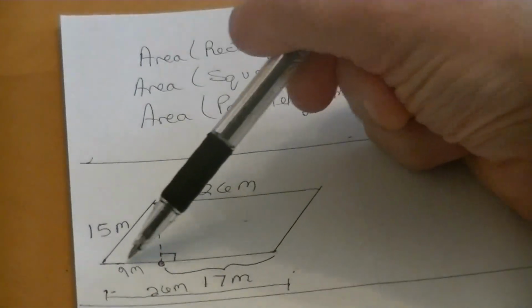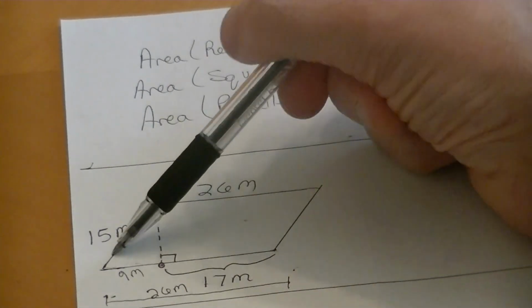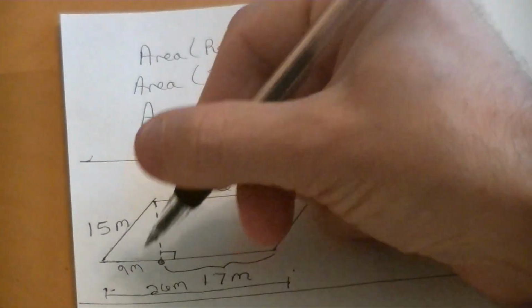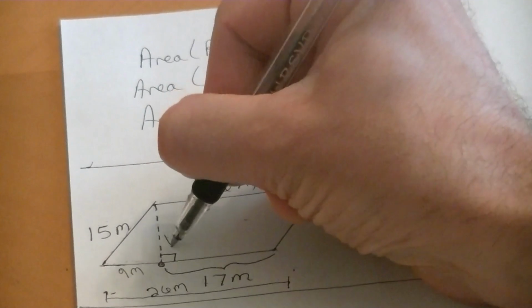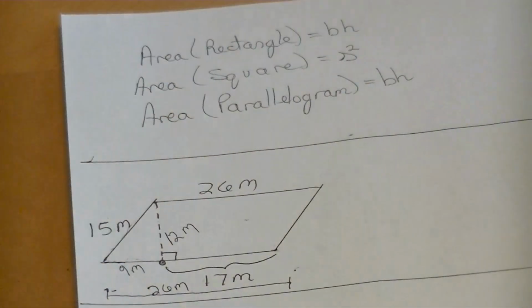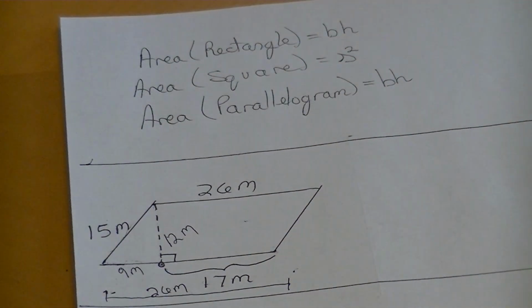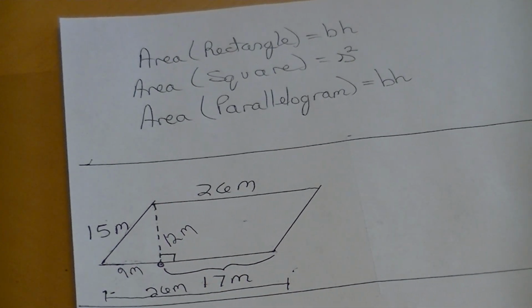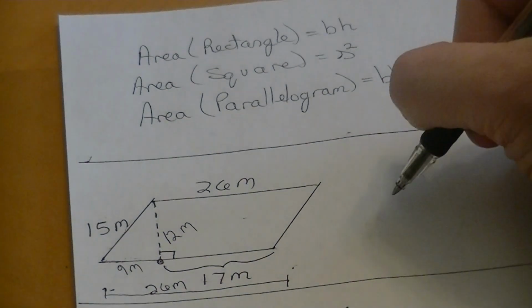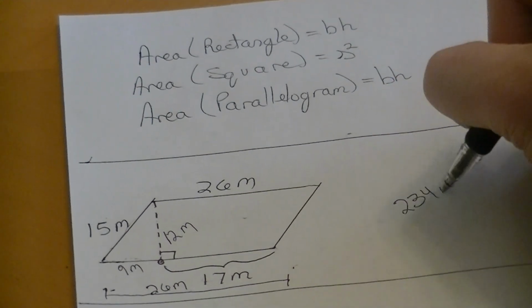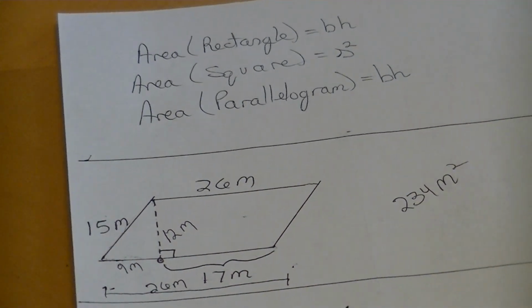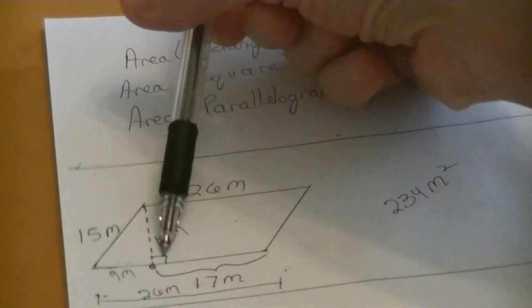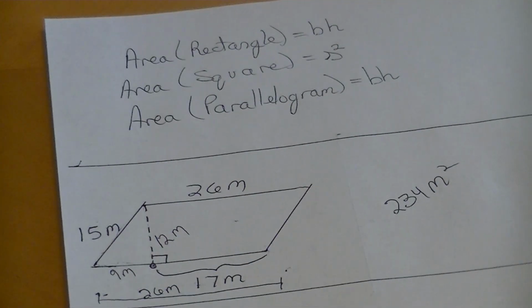Most important thing we've learned this year, Pythagorean theorem. Missing side, 9 squared plus x squared equals 15 squared. That's a triple, you get 12. So, base is 26, height is 12. Base times height, 26 times 12. Answer, 234 meters squared. So you see how once you find the base and the height, it's a pretty straightforward problem.